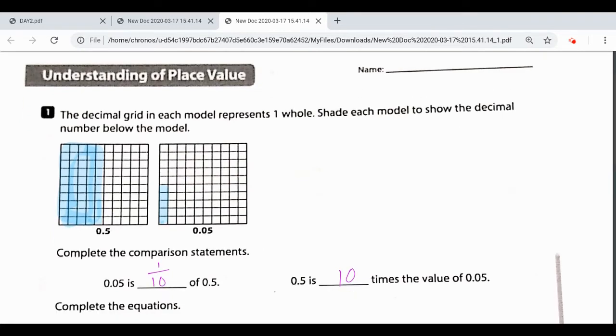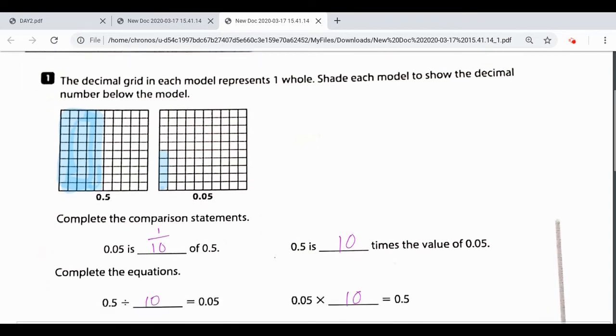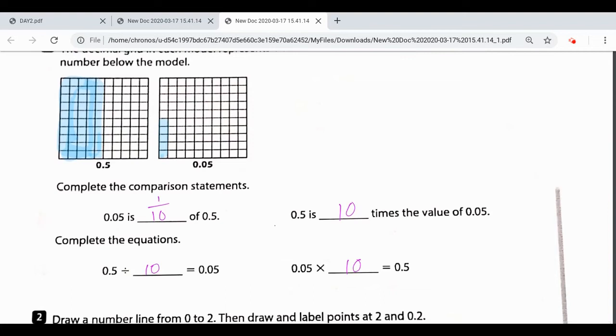Number 1, I've got my shaded parts. So the first one is 5/10. I shaded 5 columns, which ends up being 5 columns out of 10, which is the same thing as 1/2. The second square, I've got 5/100. I only shaded 5 little units. There are the answers for the middle parts.